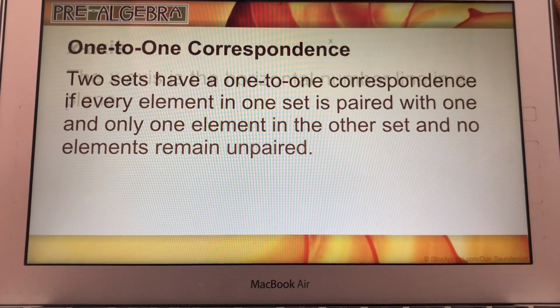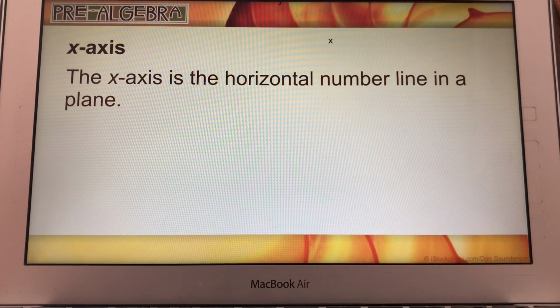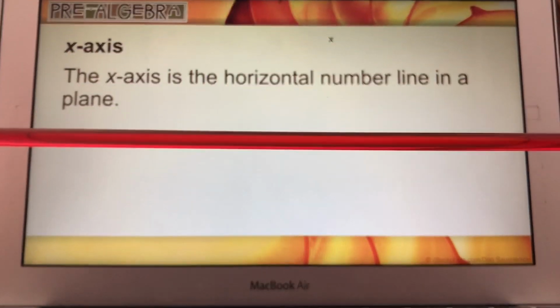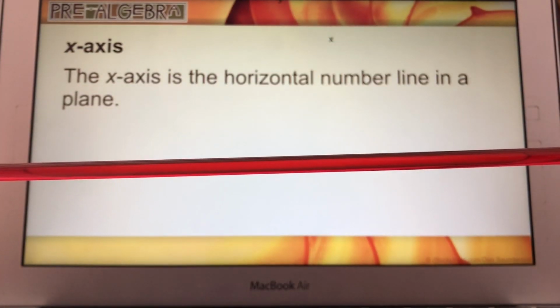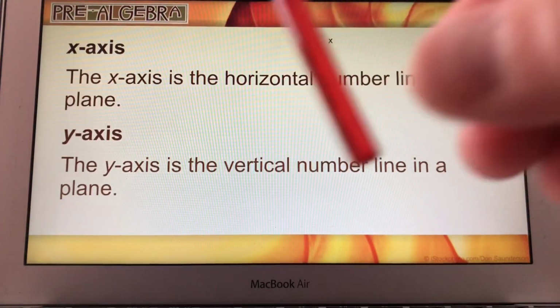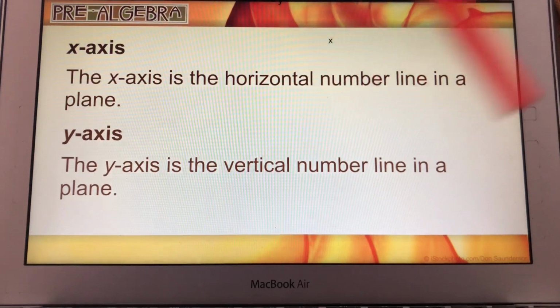Now, we're going to continue here. All right, we've got the x-axis. And this is the horizontal number line in a plane. All right, this is your x-axis right here. Then the y-axis is the vertical line in your coordinate plane here.